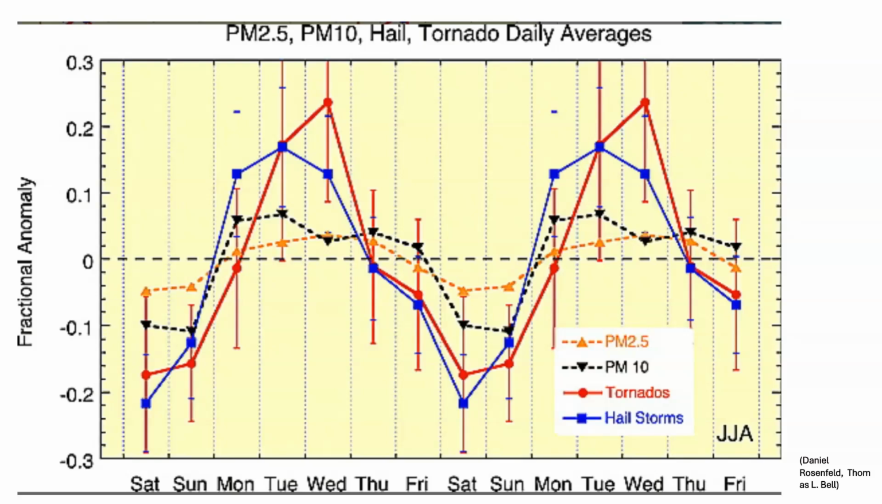This is a study stated by Daniel Rosenfeld and Thomas L. Bell. What they figured out is that in their data, particulate matter does correlate with storms, hailstorms, and tornadoes. Throughout their experiment, tornadoes, even though they are significantly higher, also decrease with particulate matter. So we do have a correlation, even though some people might say that aerosols don't affect the atmosphere or our air quality that much. But based on this graph, we have concrete evidence that particulate matter affects tornadoes, and therefore air quality affects tornadoes.